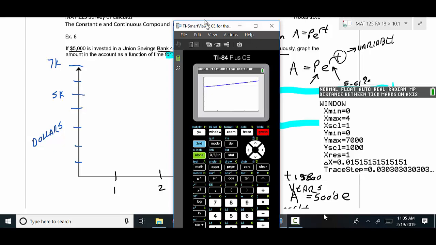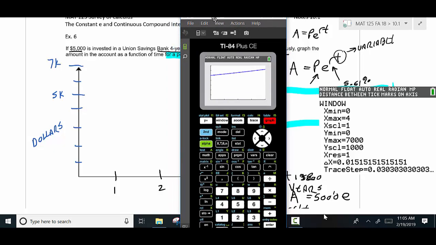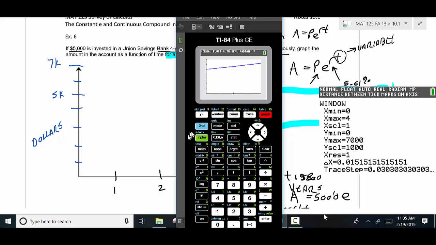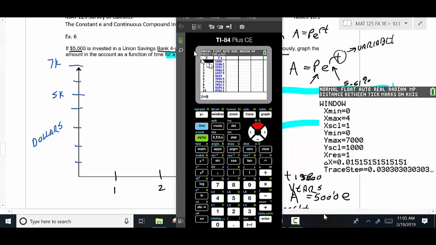Okay, so what we're going to do is just get some points, and you can do this if you want to. An easy way to do this is just go second graph to open up your table of values, because all we're doing is going out to 4 anyway. Okay, so I'm going to start at 0. Let's just plot a few points. So first of all, notice you have the 5,000. That's what we would expect, because that's what your principal is, right?